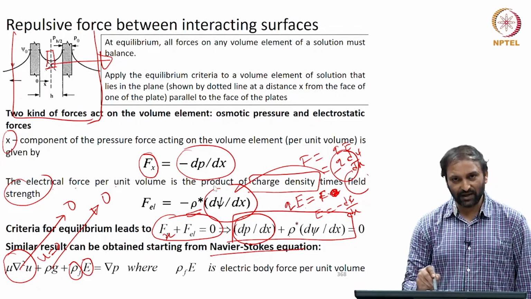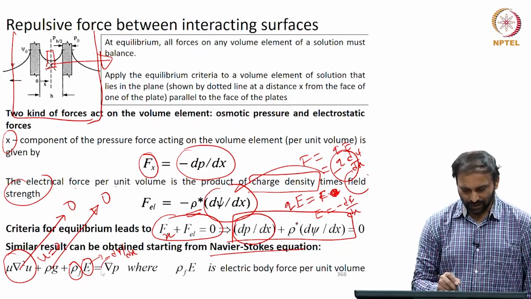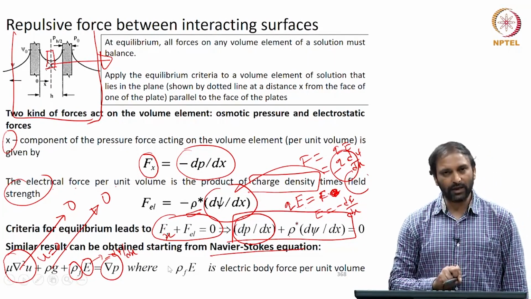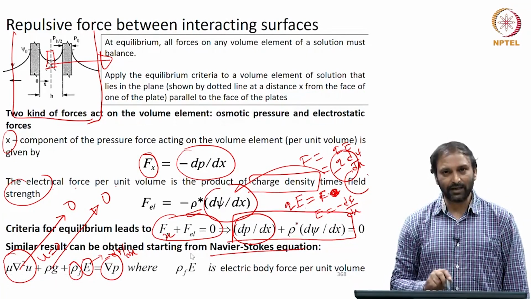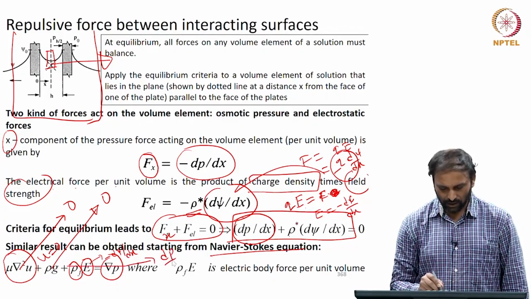and you have the charge density here times E, that is the strength of the electric field, and that we know it is minus d psi by dx, and you have delta p here, and because we are only worrying about the pressure gradient in the x direction, therefore, this del p essentially will be dp by dx.